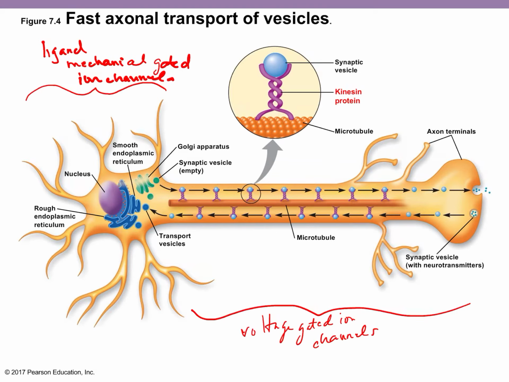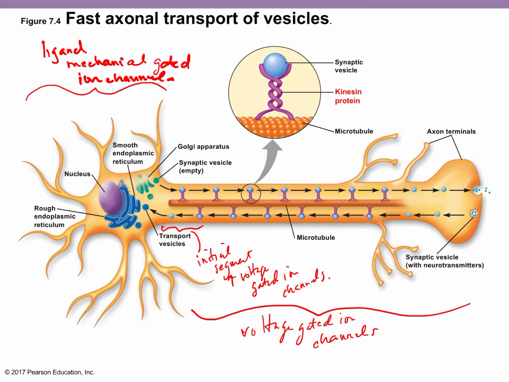And the initial segment, which is right next to the axon hillock, as I mentioned before, has the greatest amount of voltage gated ion channels. So if I create a little axon hillock or initial segment here, this is where your action potentials begin. Okay, so that's the first part of the notes.